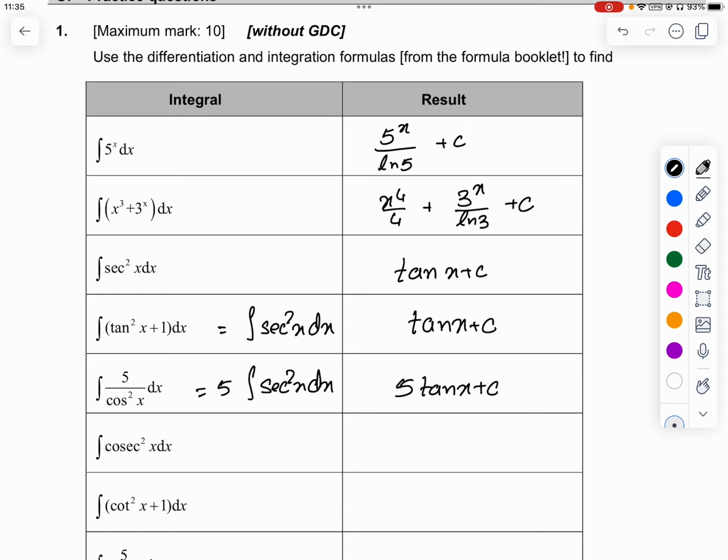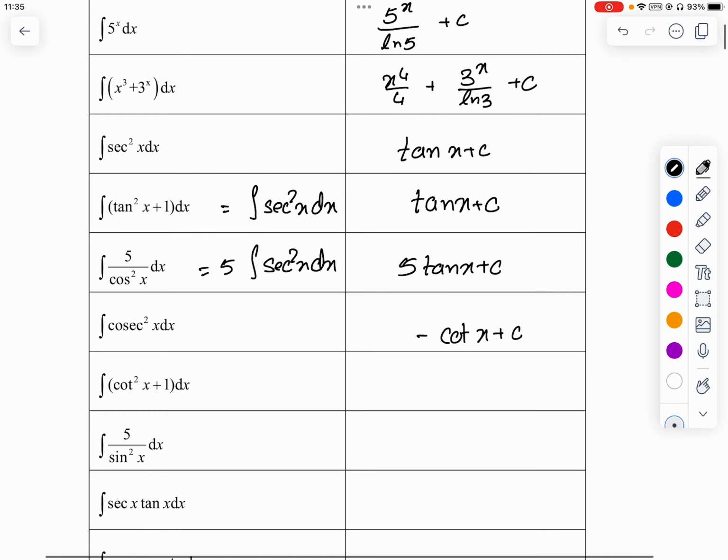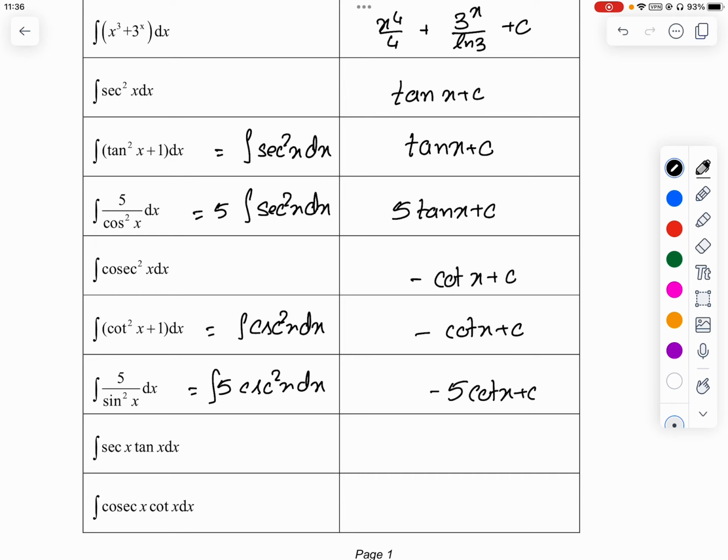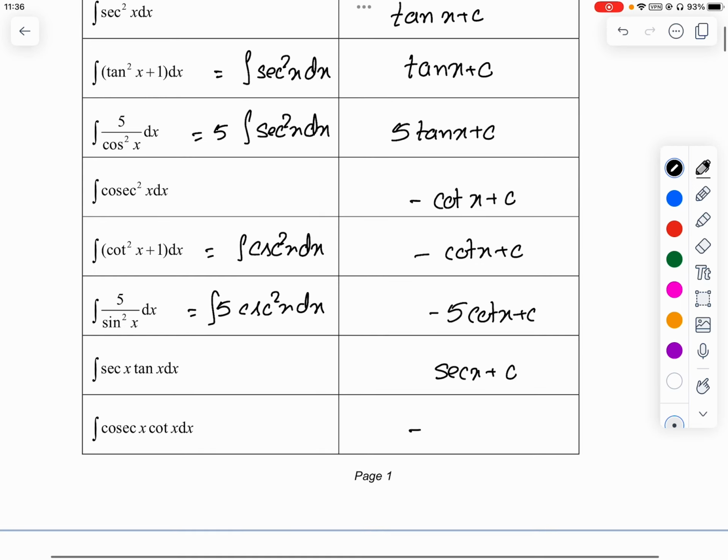Now cosecant square x integral is minus cotangent x plus c. Then cotangent square x plus 1 can be written as cosecant square x, and its integral is minus cotangent x plus c. Then 5 cosecant square x dx will become minus 5 cotangent x plus c. Now secant x tan x integral is secant x plus c, and cosecant x cot x integral is minus cosecant x plus c. That's the first.